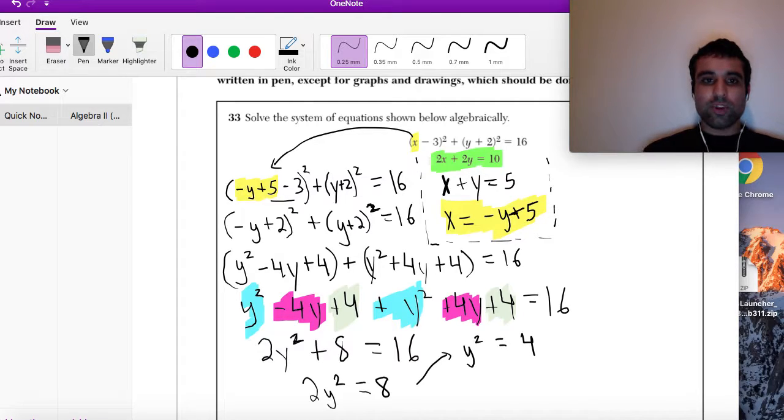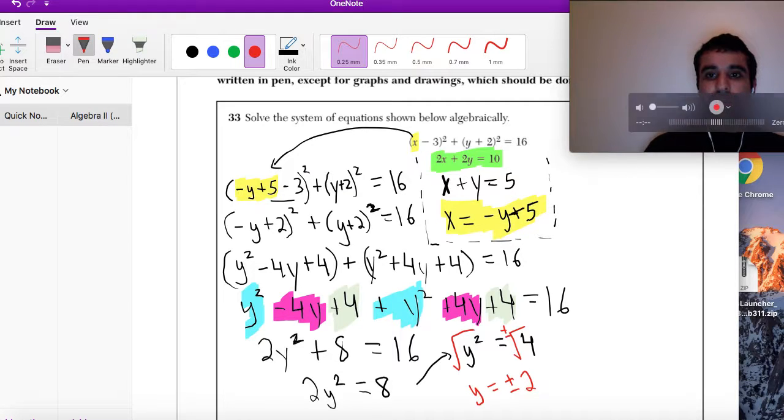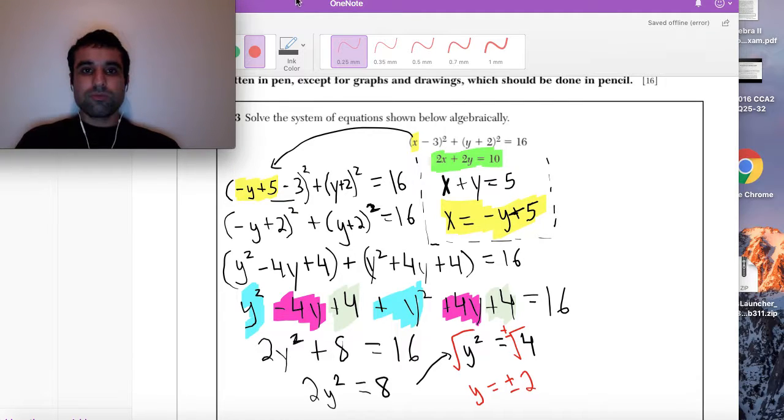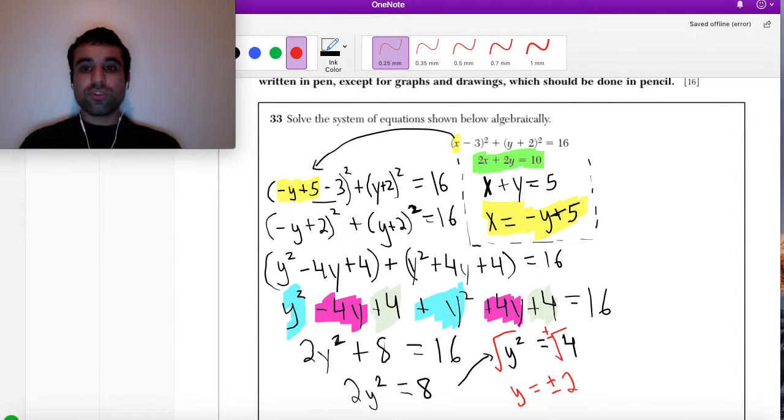Then I take the square root on both sides, remembering to include the plus and minus, and I get y equals plus or minus 2. Y equals positive 2 and negative 2. Now I'm going to have to split this into two different answers to solve for x.